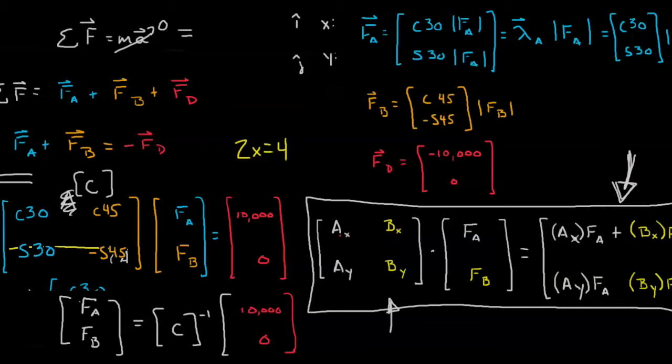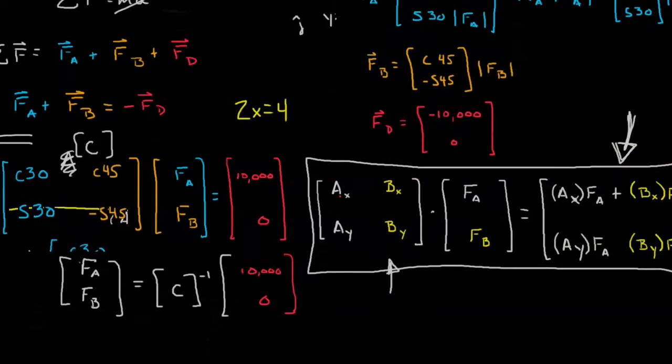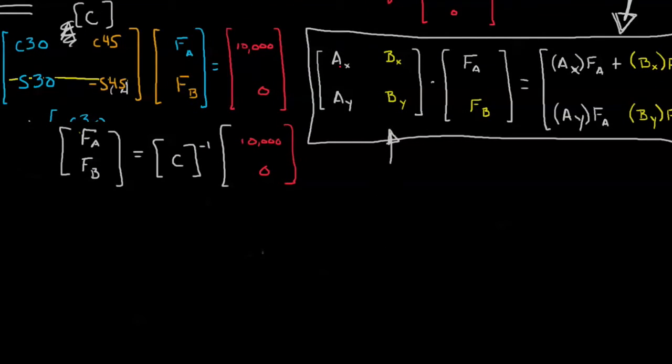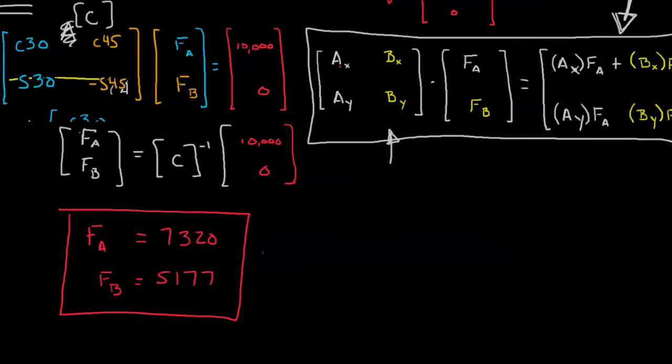Now, back in the day, I remember having to always do these by hand. We never had calculators that could do this. So if you're taking this now and you're in high school or college, live it up. Live the dream right now, because it's absolutely fantastic. You run this into whatever you have to help you out, and you'll find that force A is 7,320. Force B is 5,177.